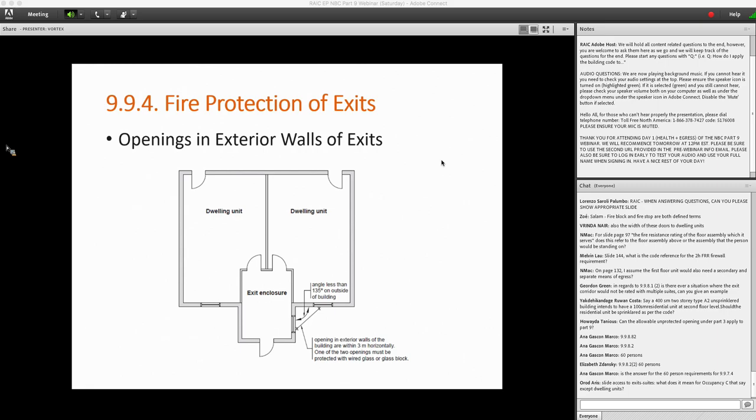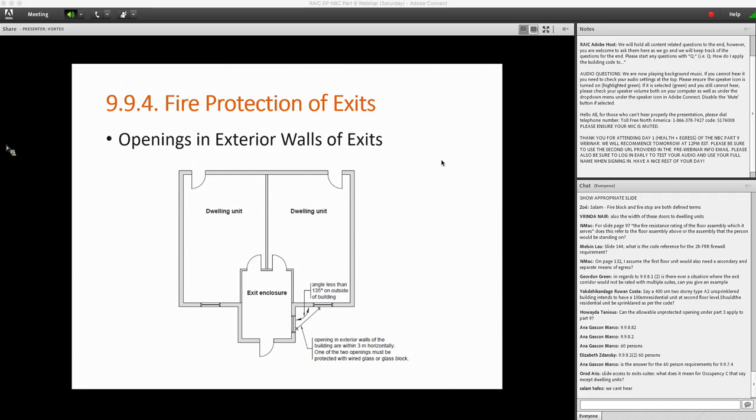So if you have a 2-story, you measure from the remotest point. You also measure from the remotest point on level 2 down the open stairs to the exterior exit door serving that on the ground floor level. I believe that answers your question.